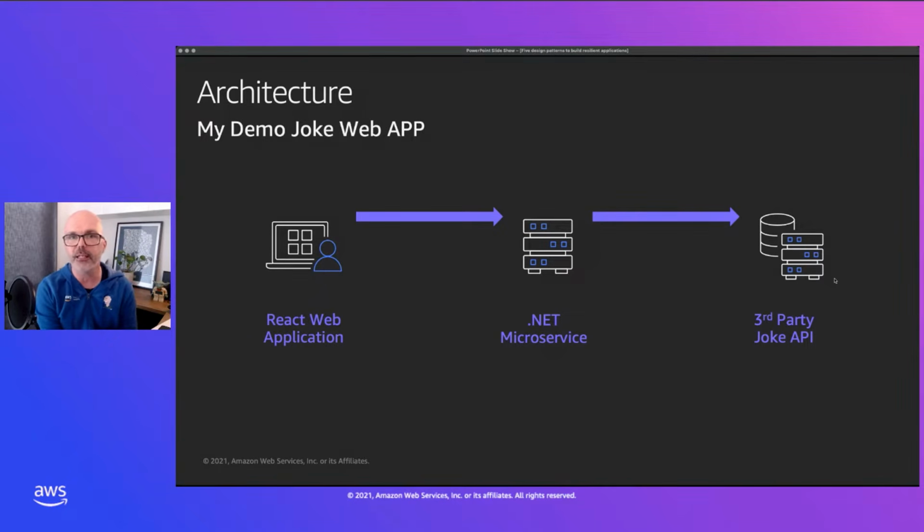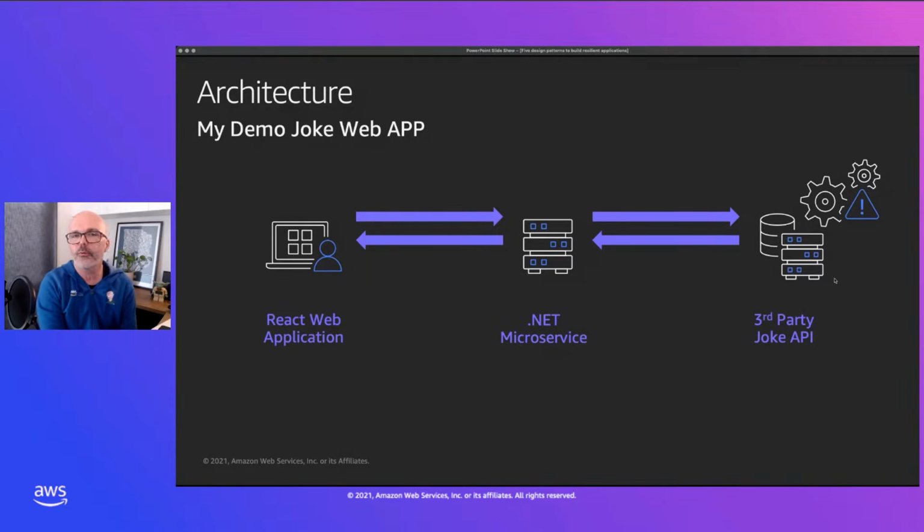It could be running in the cloud somewhere that serves jokes back to my .NET microservice, which then proxies that back to my React application that renders the joke. That's all well and good, but what happens if my third-party joke API runs into some issues? Today we're going to simulate those issues by having some random failures inserted into the joke API.